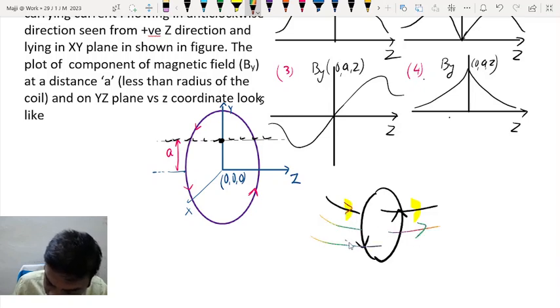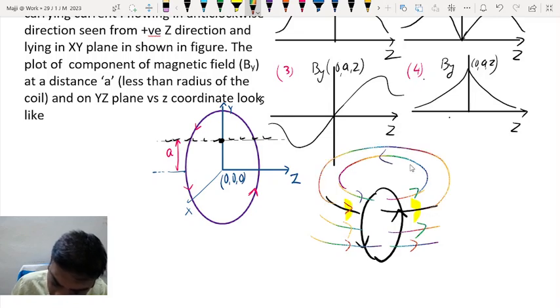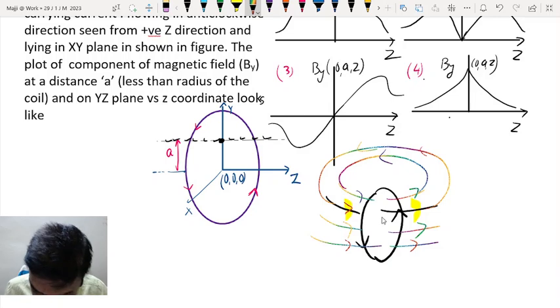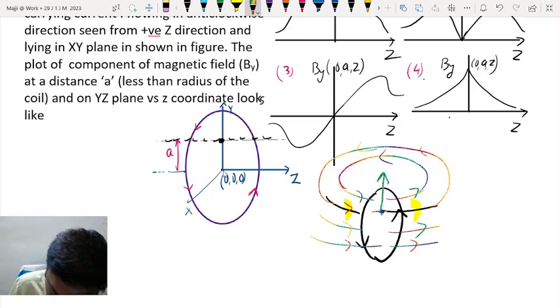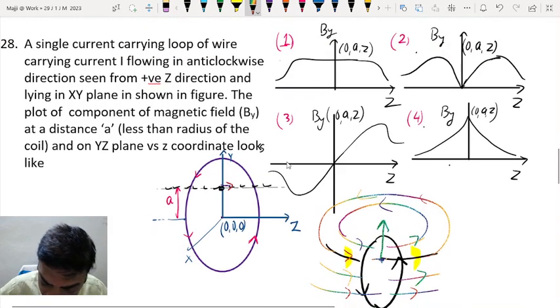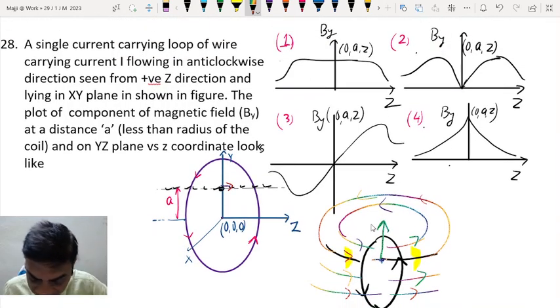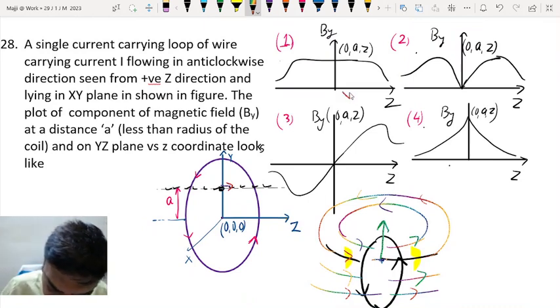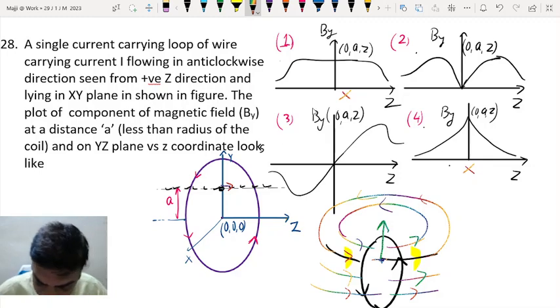This is how the magnetic lines of force pass through. They are closed lines, you know. Magnetic lines of force are closed loops. So here you can see that the y component is practically zero, because the y direction is like this and the net field here at point O is exactly along the z axis. So when z is 0, B is 0. So this option gets eliminated and even this option also gets eliminated. So we are left with options 3 and 2.